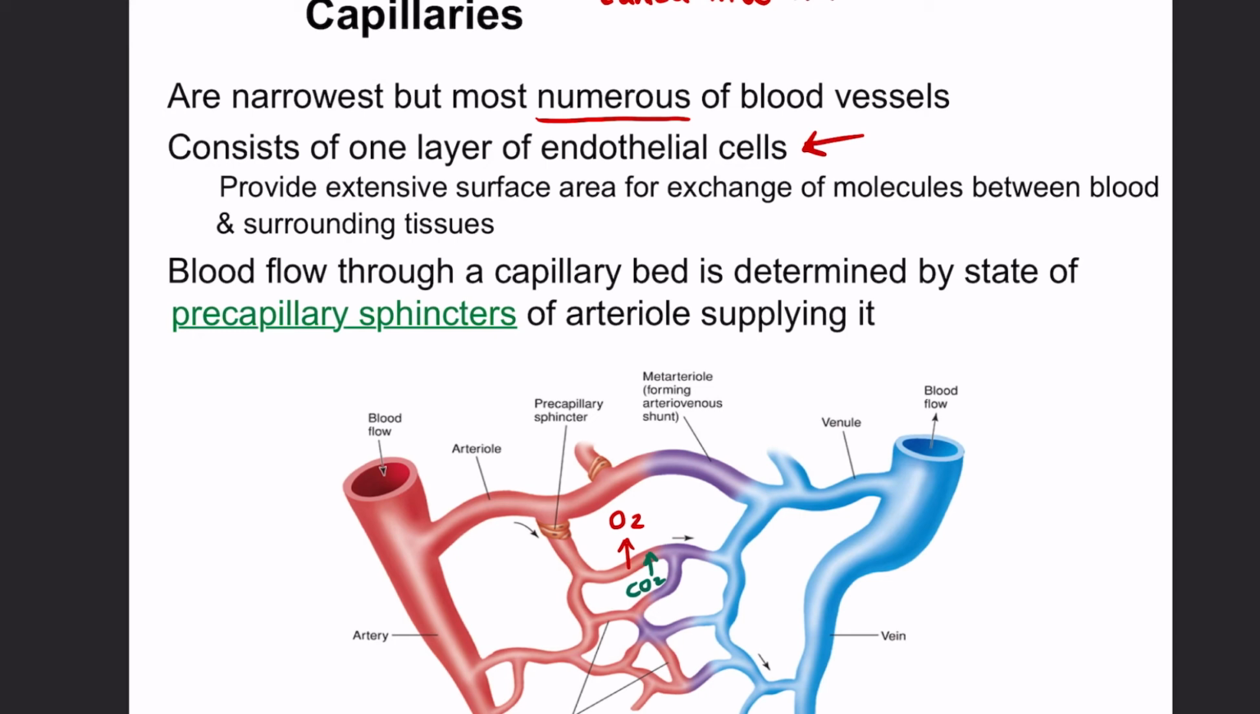Blood flow through a capillary can actually be changed. It can actually be shunted, and that is by the opening and closing of these precapillary sphincters, which are kind of like doors that can either open or close and say whether there will be blood flow through a capillary bed or not. And let me give you an example.